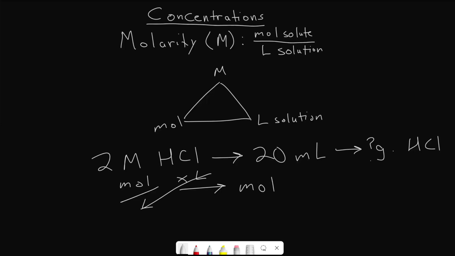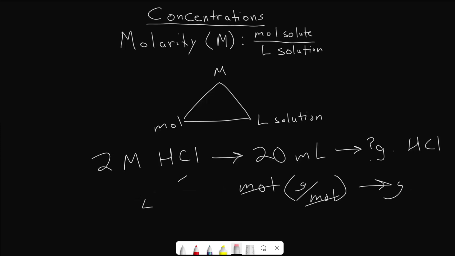Once I have that, then I can multiply by grams per mole. As you can see, the moles will cancel out, and then we'll end up with grams. But we're going to do this one step at a time because that's how I like to do it. That's how we keep things in order.